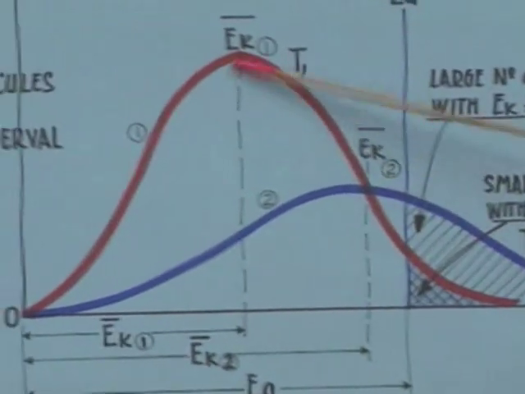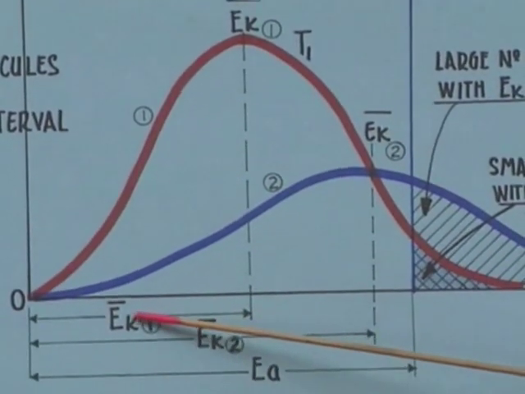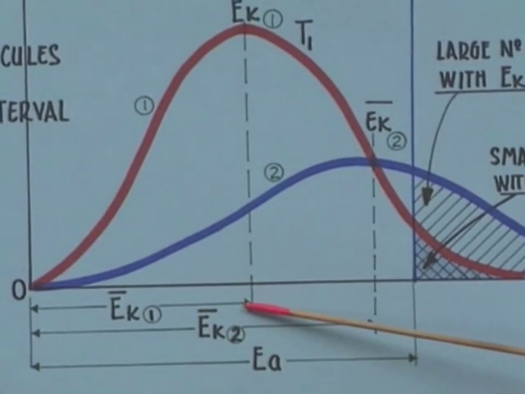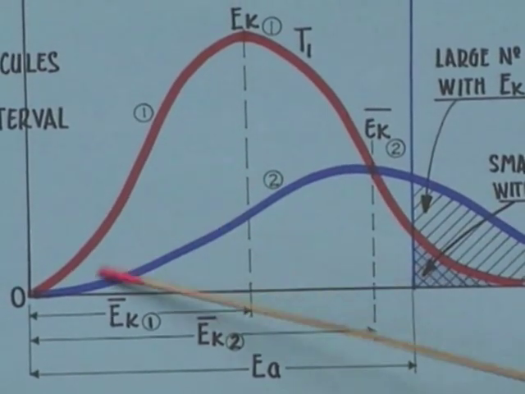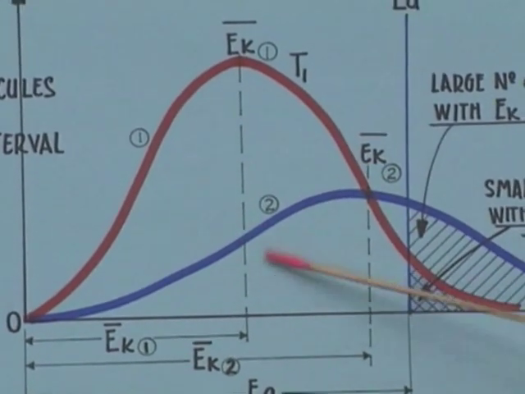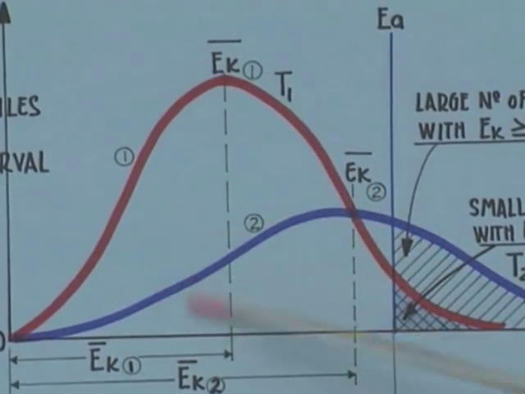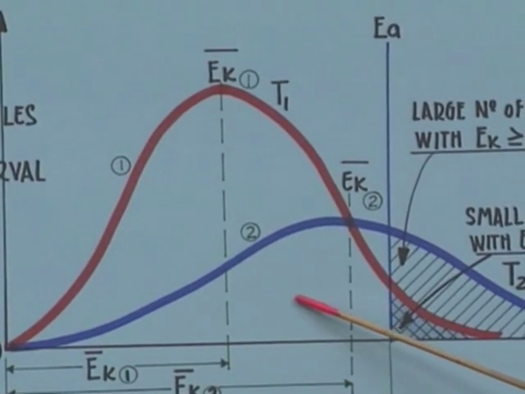The majority of molecules will have kinetic energies close to the average value, which is EK1 average at the lower temperature T1. Now, a very important property of this graph again is that the total area under the graph is equal to the number of particles in the container, the number of molecules in the container.